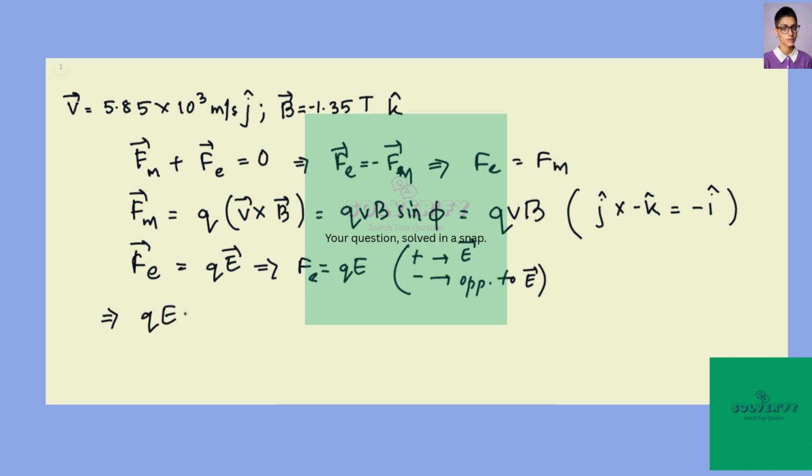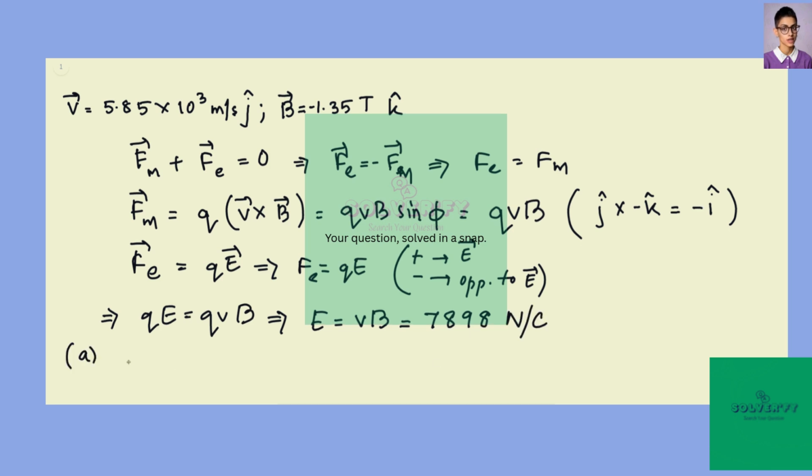So QE is equal to Q times V times B, and this gives the electric field to be V times B. And we calculate that using the values we are given. Notice that we have already taken this negative sign into account over here. So now you just need the absolute value of the magnetic field. So we do that and we find the magnitude of the electric field to be 7898 Newton per Coulomb.